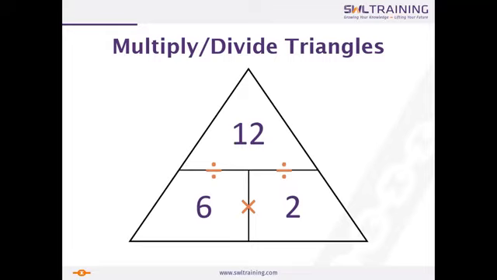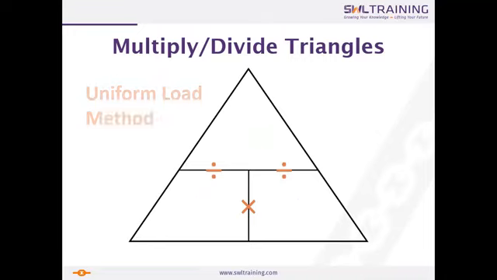Now, there are many ways that these triangles can be used within lifting operations calculations. So let's take a look at some examples. For calculation of the rating of slings, or indeed the safe working load of a configuration, we can use it for uniform load method. You'll get more details of how to use uniform load method either when you attend your course or in the online training platform.